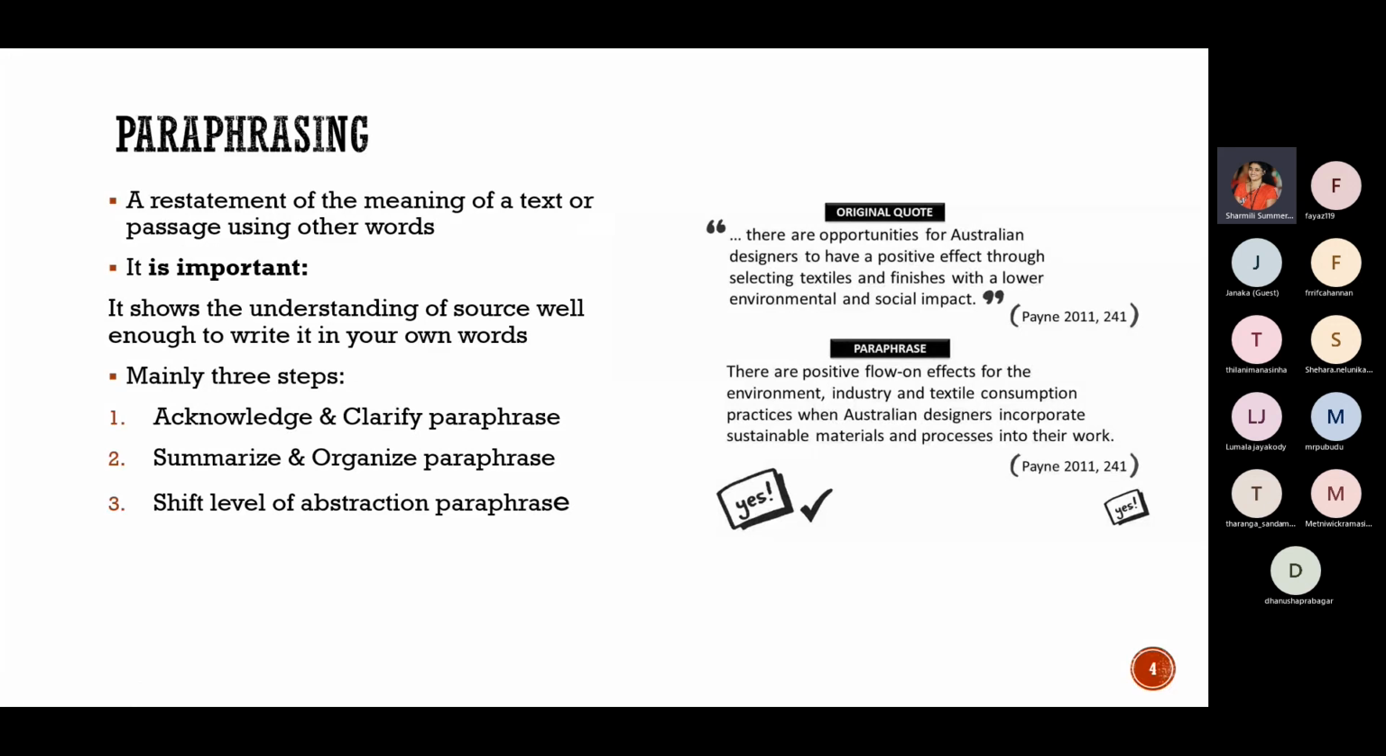Okay, so you are going to think here, there are opportunities for Australian designers to have a positive effect through selecting textiles. So there are positive flow-on effects. Here they have mentioned "have a positive effect", and in the paraphrase, "positive flow-on effect". Environment. So selecting some words, here with the lower environmental and social impact. So they have stated the same statement, but they have rephrased it. The phrases, the lines could be changed, and they have used some different words. For opportunities, they have used incorporate, sustainable materials.